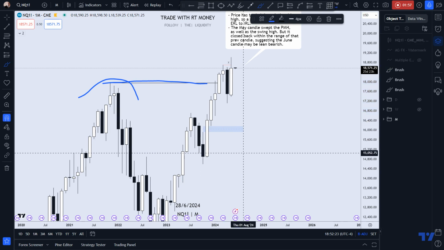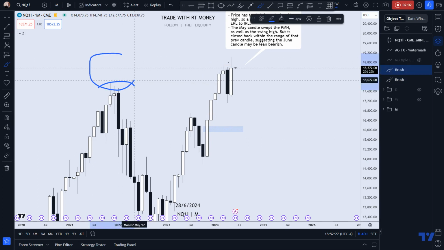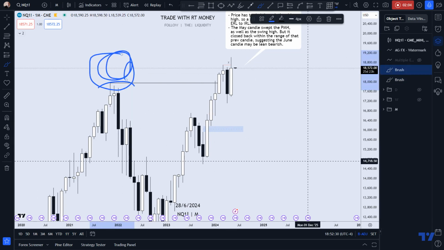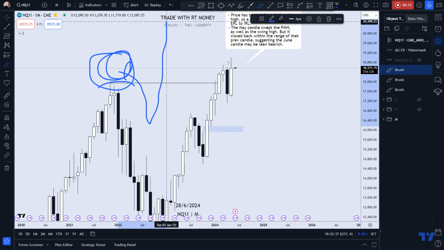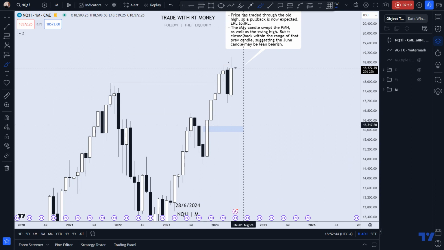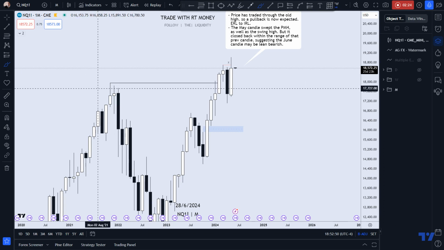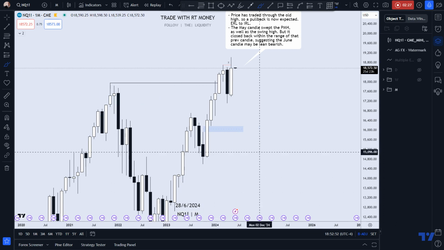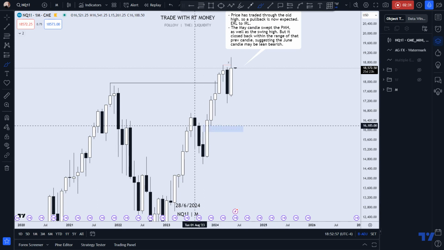Because this is external liquidity, and the way price moves is from external to internal, and then back to external, and then into internal, and then back to external. That's how it makes higher highs and higher lows. The external points of liquidity are at the highs and the lows. The internal are at the fair value gaps, like this one.